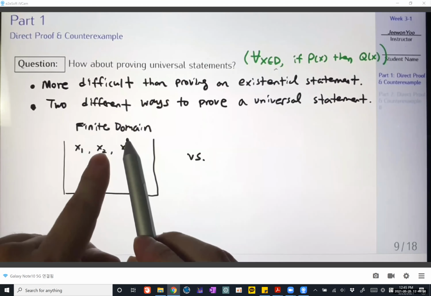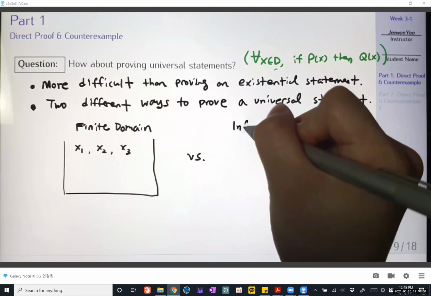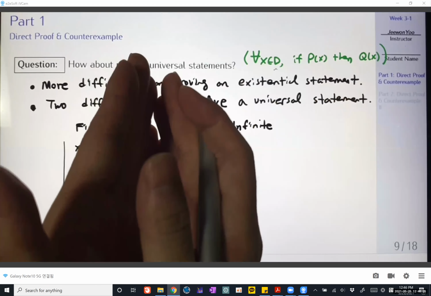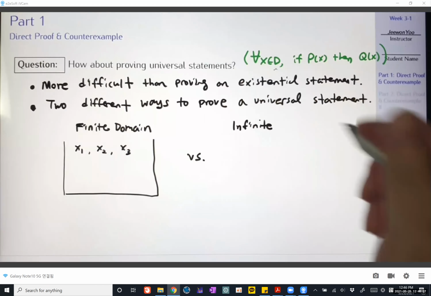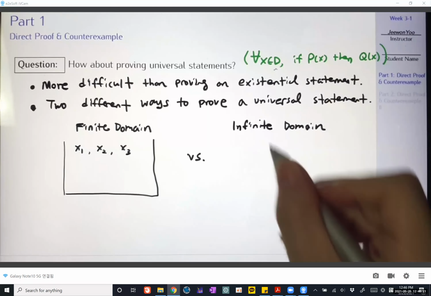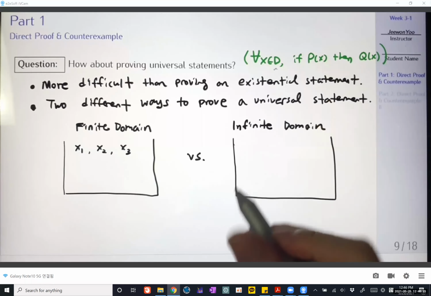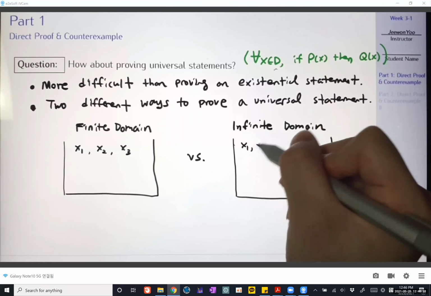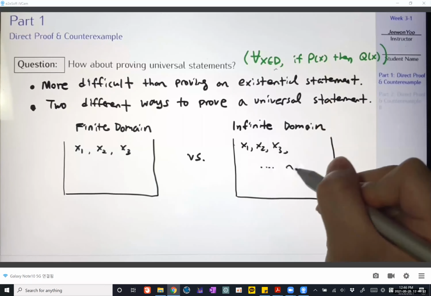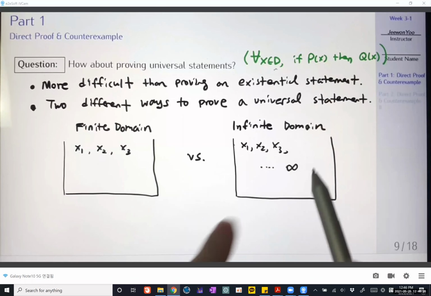Versus the opposite of the finite domain, the infinite domain. Or even though it's finite, the number of elements could be large, right? So an infinite domain looks like this. As a set, we have x1, x2, x3, and continue forever. There are so many elements in the infinite domain.